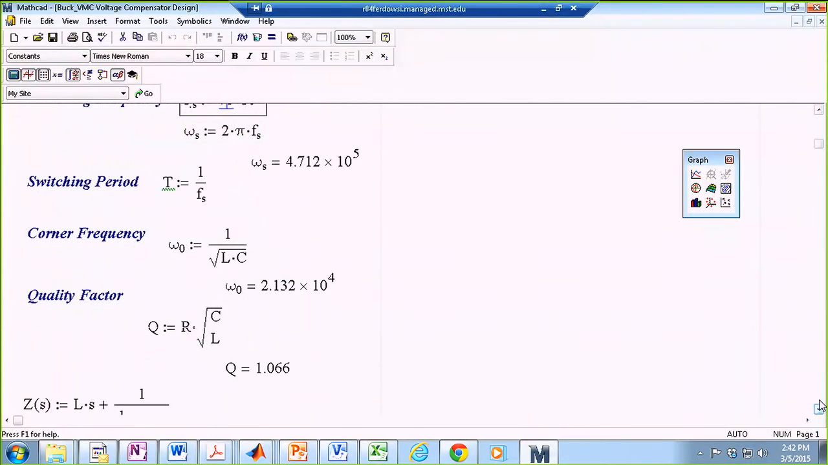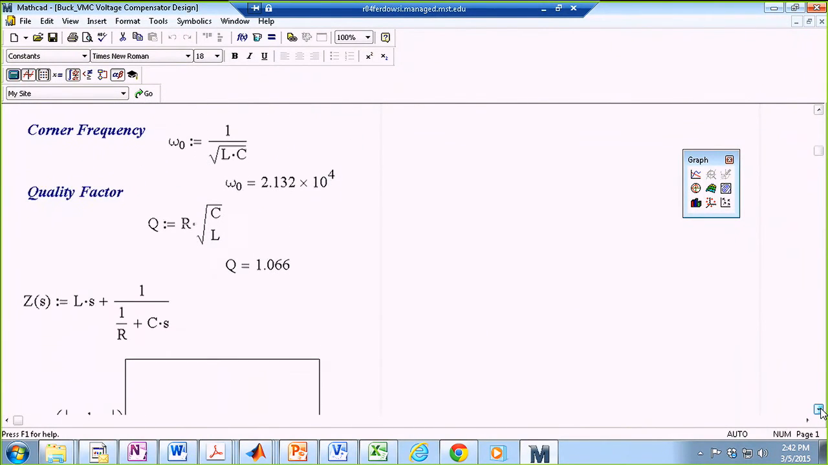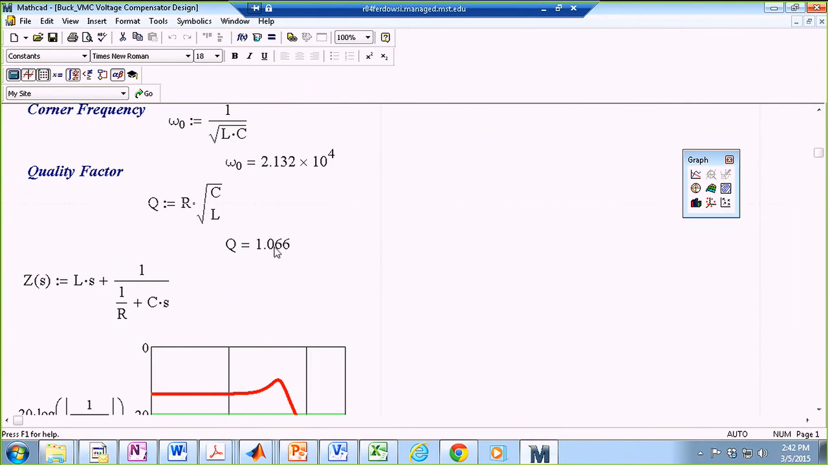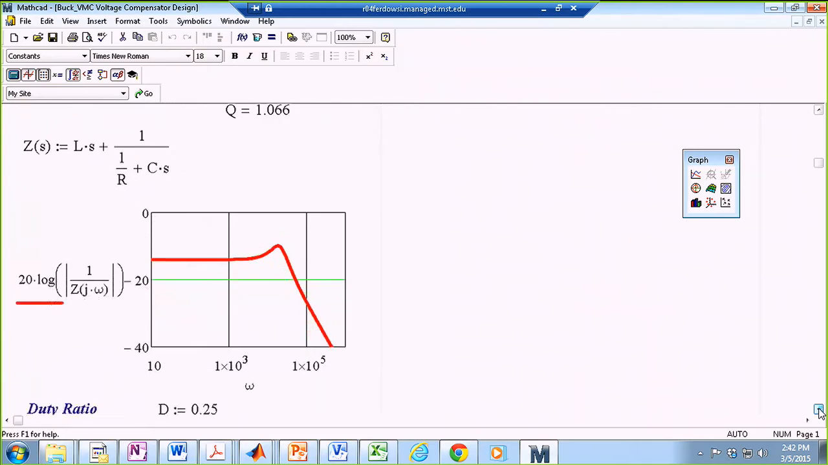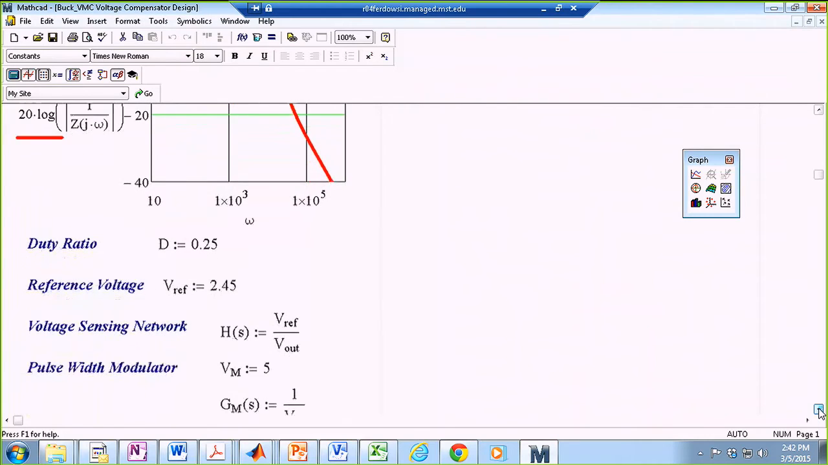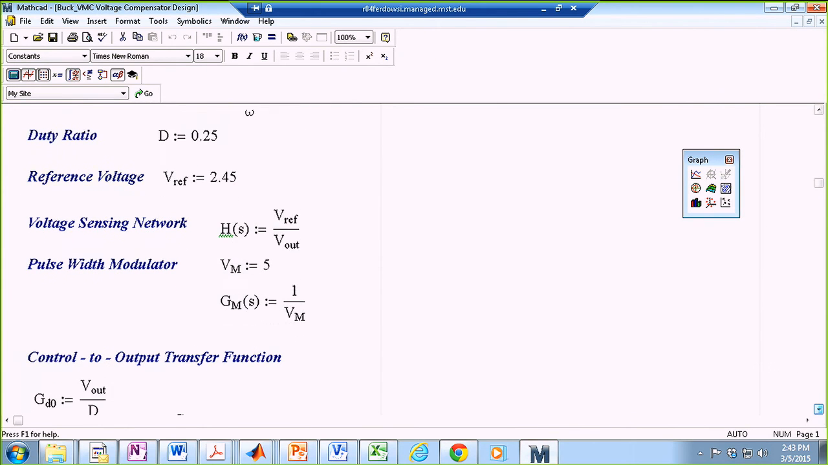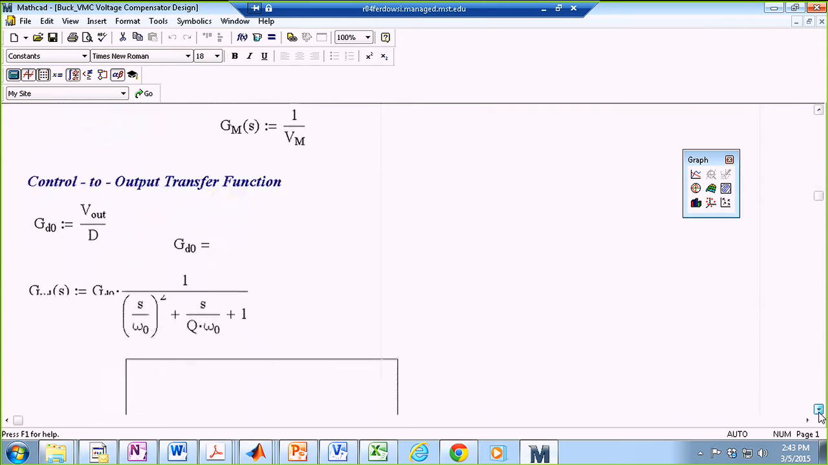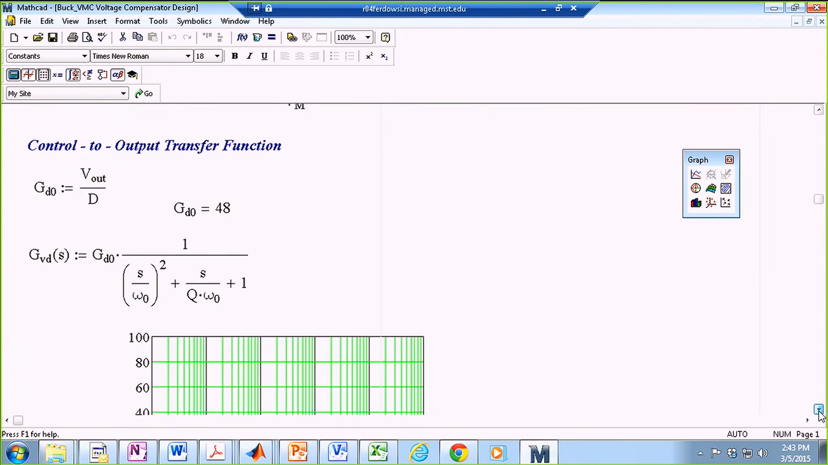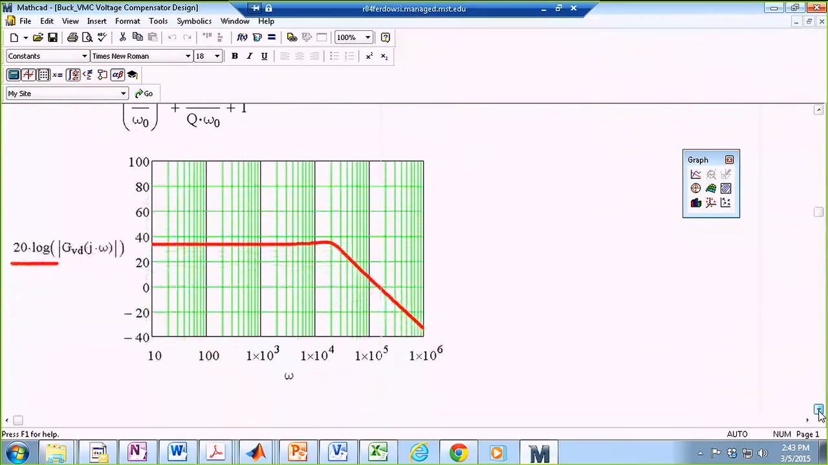And I mean all the math that we have already seen before, the resonating frequency, the corner frequency, the quality factor, duty cycle is 25%, VREF is 2.45, so H of S is this transfer function. My modulating block has a VM of 5, so I'm actually constructing all of these transfer functions, and this is the control to output transfer function of the buck topology.